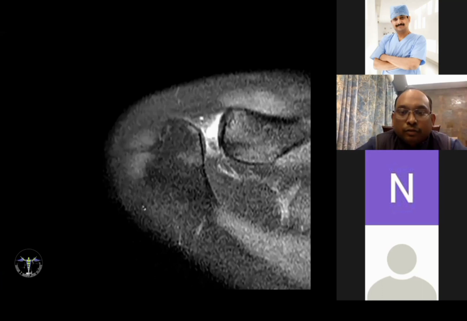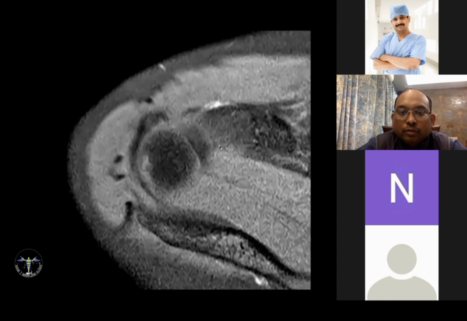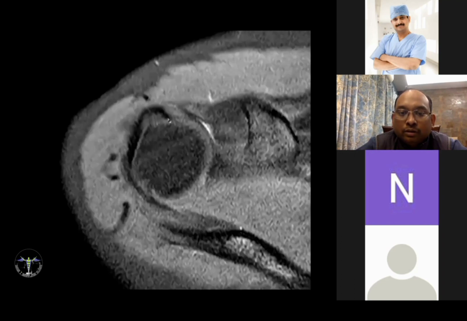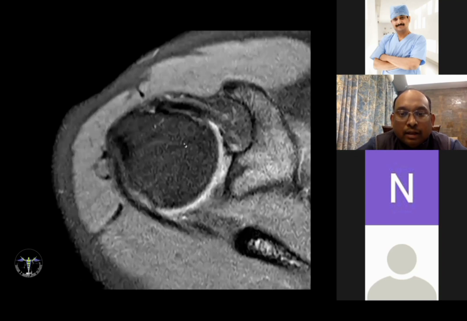Again, I am moving from superior to inferior. The superior most part is seen as the acromio-clavicular joint, and then we are moving down to this, which is the humeral head. Here, as we see, there is a small concavity in the posterior superior aspect of the humeral head. So there is a small Hill-Sachs lesion.